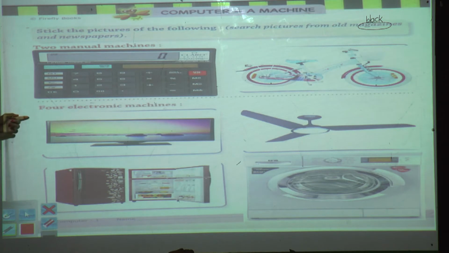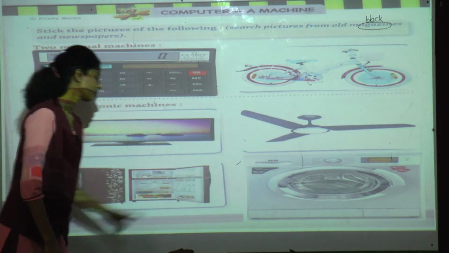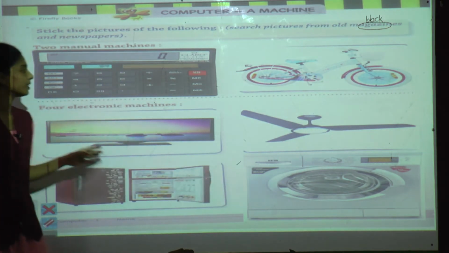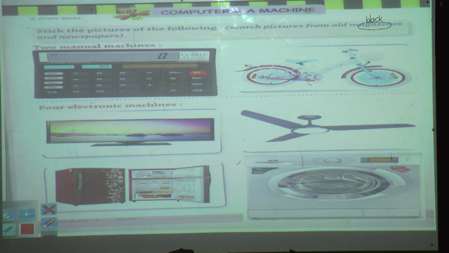Next, for electronic machines. Which machines are called electronic machines? These machines work on electricity. They require a little bit of manpower, but they require more electric power. These machines are called electronic machines. First is a television, next fan, next refrigerator and next washing machine. Okay, these are electronic machines. There are also so many electronic machines, but here we have to paste only 4.